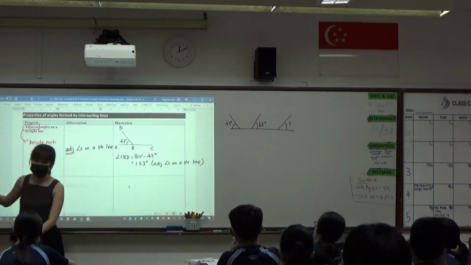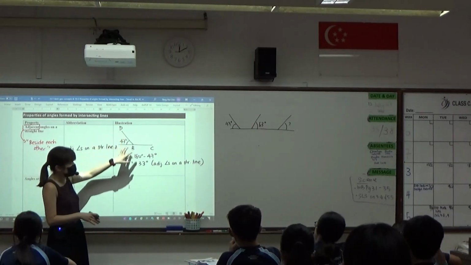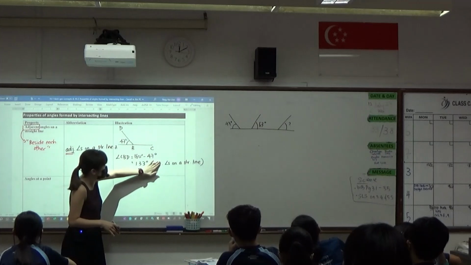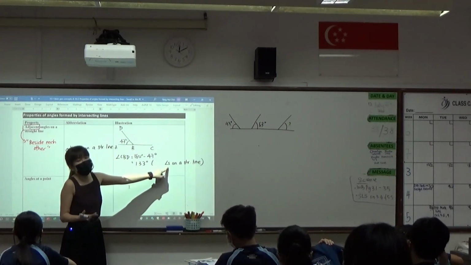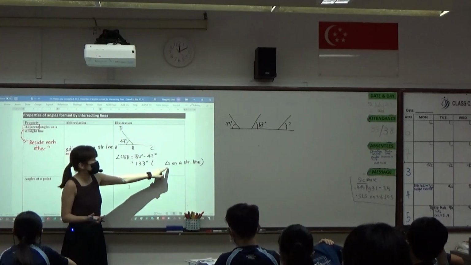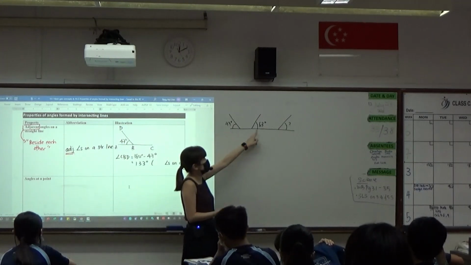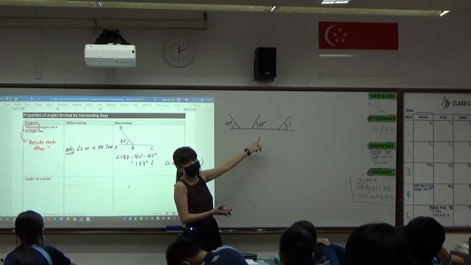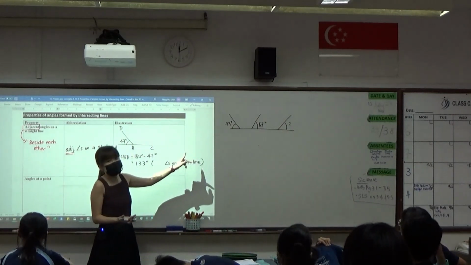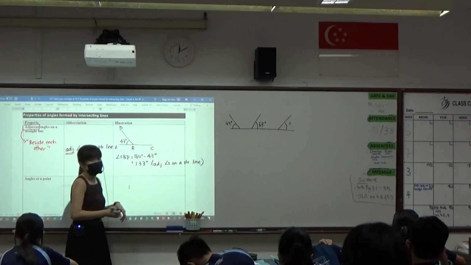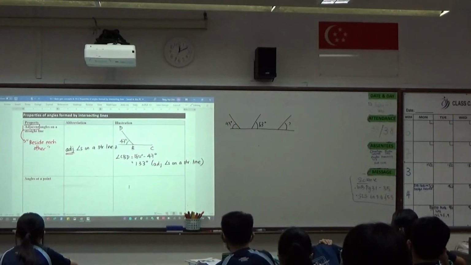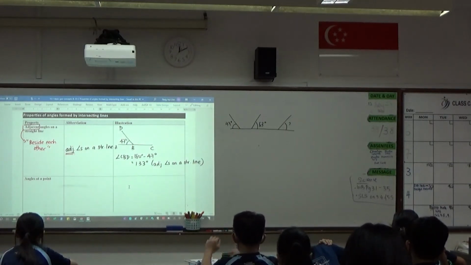Adjacent means beside. So if you solve a question like that and you don't put the word adjacent, this itself is not a correct property. Because we know that angles on the straight line don't necessarily add up to 180 degrees. But only adjacent angles on the straight line add up to 180 degrees. So that's why you must have the word adjacent.